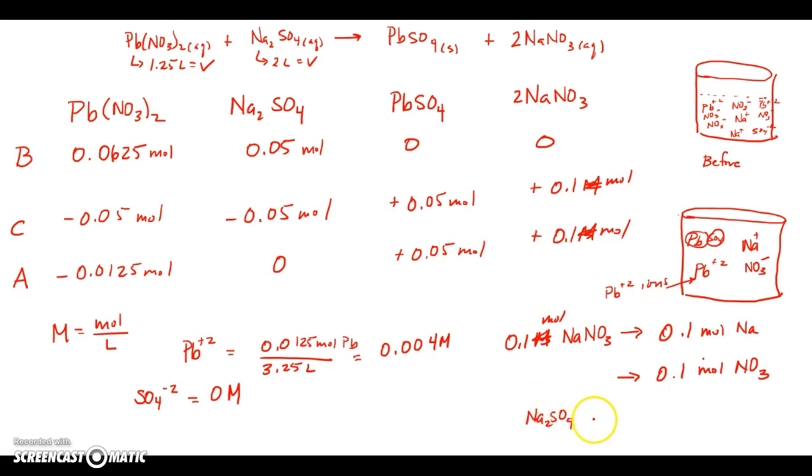Now, let's say, for example, I happen to have a formula that instead says Na2SO4. In that case, I would say I have 0.1 mole of SO4, and because of the subscript 2 for this cation, I would double that amount to be 0.2 moles of Na.